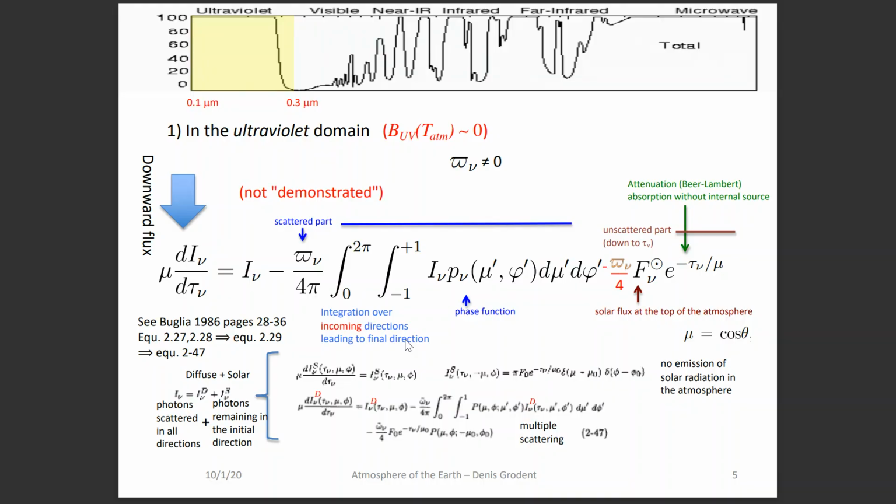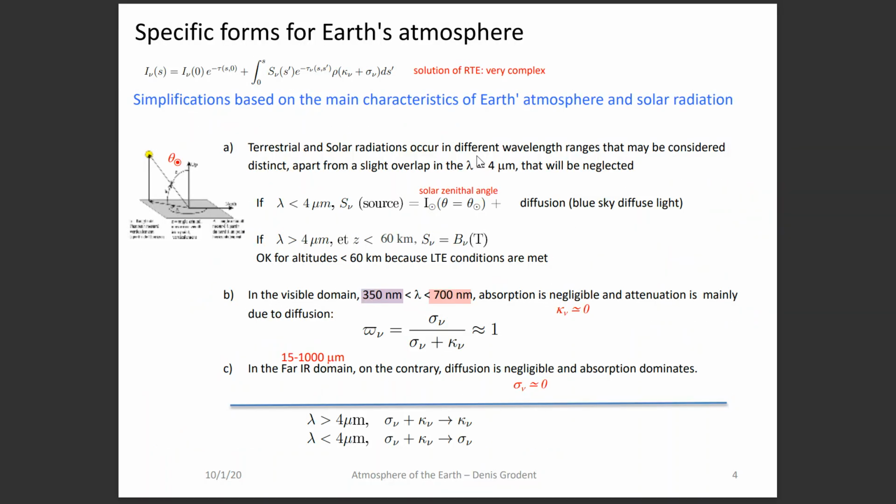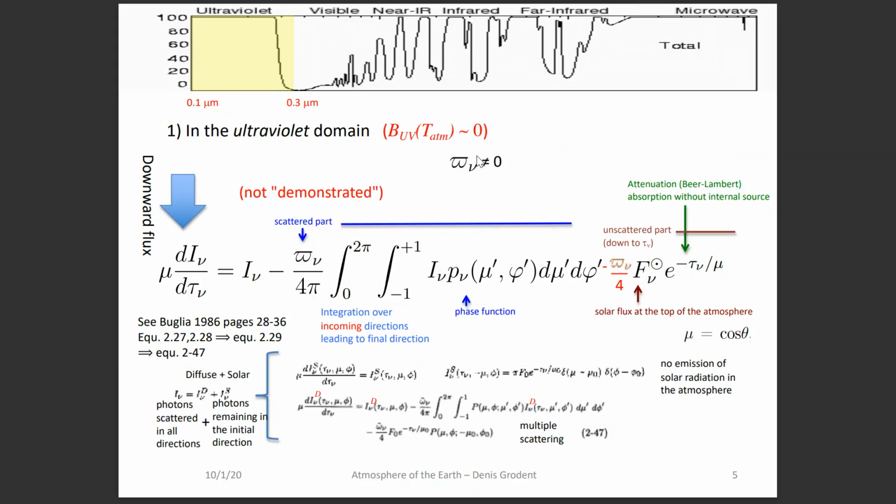No emission of solar radiation in the atmosphere. That's right. And we have this coefficient beta, the single scattering albedo, that is defined as sigma nu over sigma nu plus kappa nu. So when you don't have any scattering, you get approximately zero with this coefficient.